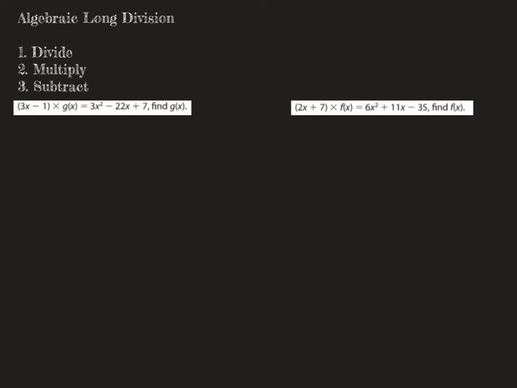It's like saying that 5 times a number will give you 20, and they're looking to know what the number is. So 3x minus 1 represents 5. G of x represents x is equal to, and this represents the 20. So if we want to find out what x is equal to, we need to isolate that. And how we isolate that, to keep the x by itself, we need to divide the right hand side by 5.